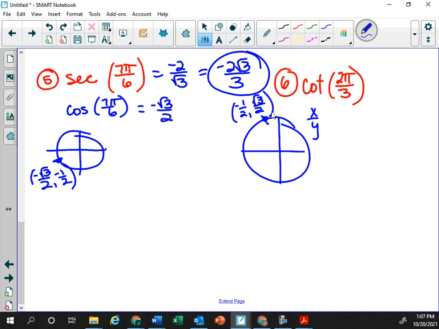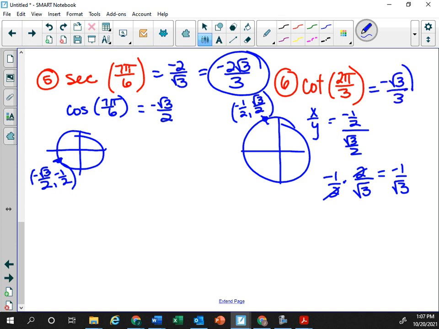Let me walk you through it in case we're stuck. So 2 pi over 3, that's in the second quadrant. Your ordered pair is negative 1/2, root 3 over 2. We have to do x over y. That's negative 1/2 over root 3 over 2. That's negative 1/2 times 2 over root 3. So negative 1 over root 3. When you rationalize that, that is negative root 3 over 3.